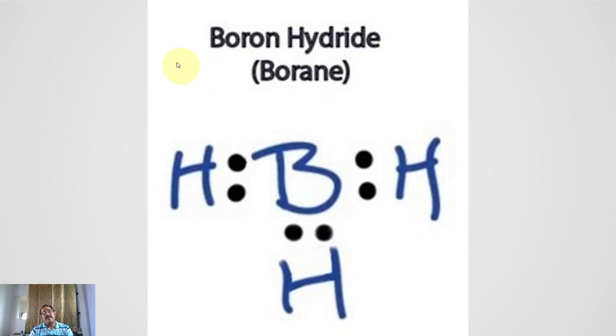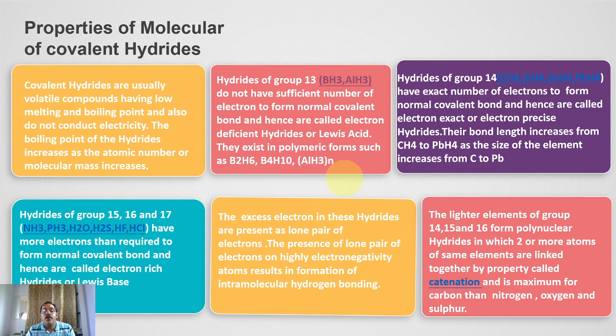So you can see the structure of boron hydride, where to get an octet two more electrons are needed. Therefore, this accepts a pair of electrons. Hence, these elements we call Lewis acids. An acceptor of electrons is a Lewis acid. Many times also, boranes and silanes exist as dimers, trimers, etc., so in polymeric forms.